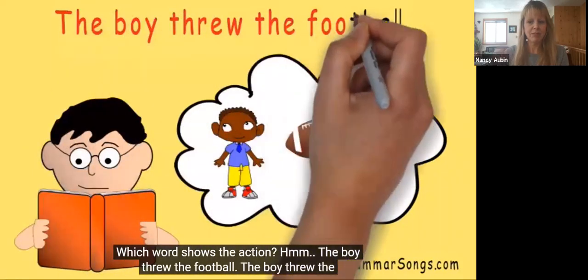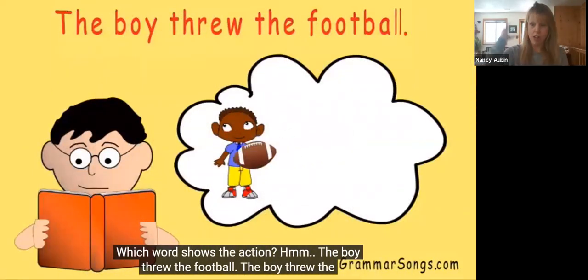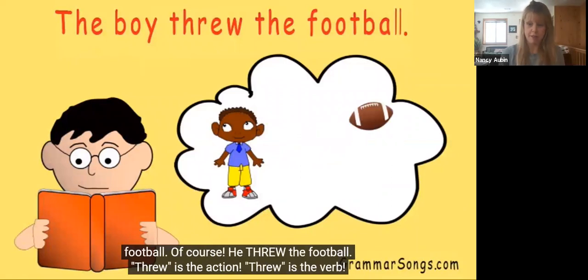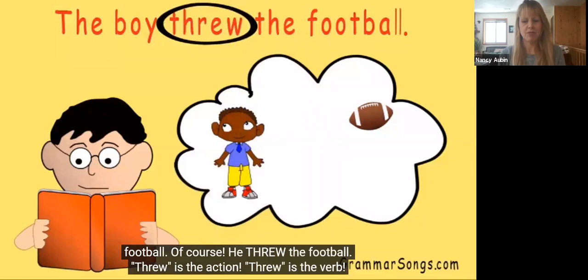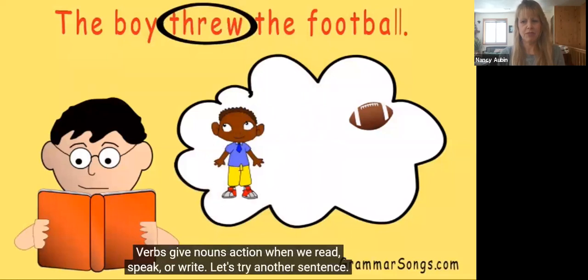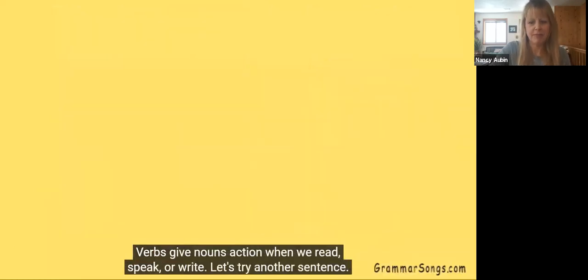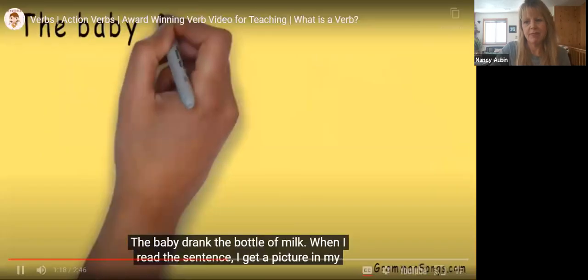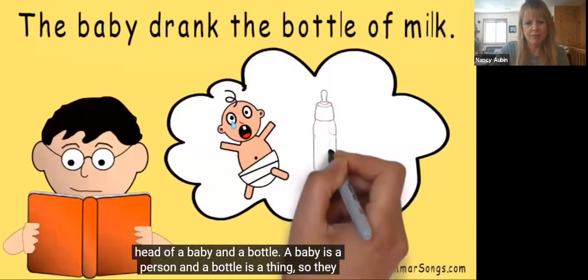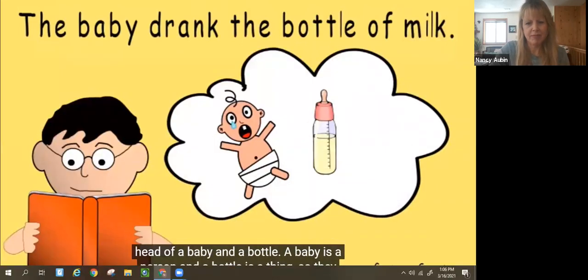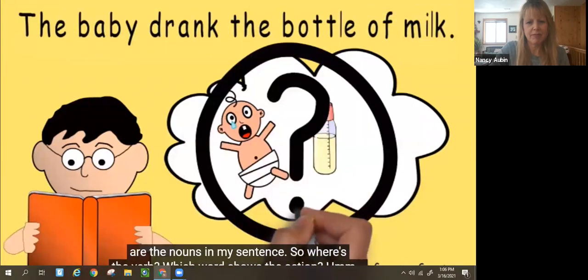The boy threw the football. Of course, he threw the football. Threw is the action, threw is the verb. Verbs give nouns action when we read, speak, or write. Let's try another sentence. The baby drank the bottle of milk. When I read this sentence, I get a picture in my head of a baby and a bottle. A baby is a person and a bottle is a thing. So they are the nouns in my sentence. So where's the verb? Which word shows the action?